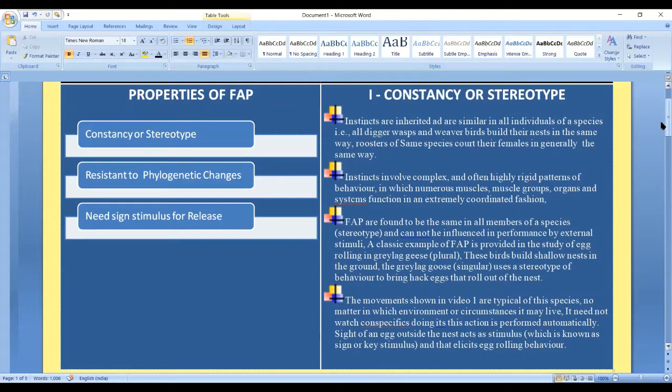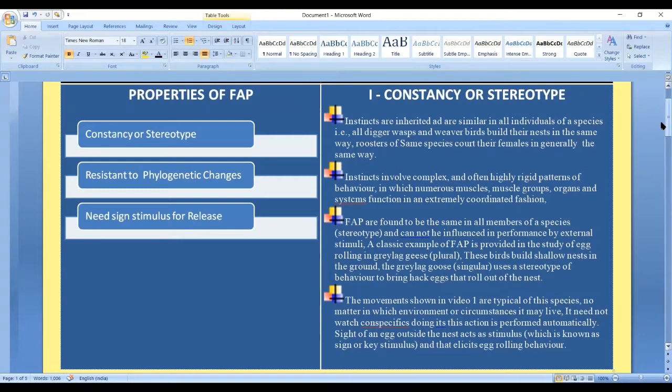These birds build their shallow nest in the ground, and the greylag goose uses a stereotyped behavior to bring back eggs that roll out of the nest. And we also saw that if the egg of the greylag goose was replaced by a ball, the female performs the same behavior. That is, the behavior is not influenced. It is the same behavior. In the video in lecture 1 of FAP, we have seen the greylag goose performing the egg rolling behavior.